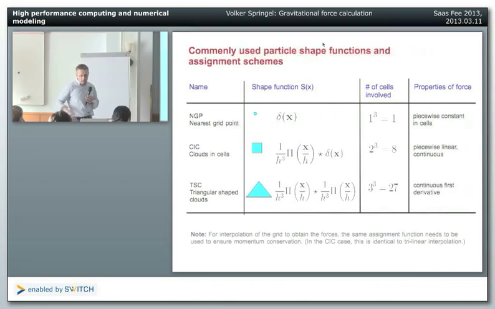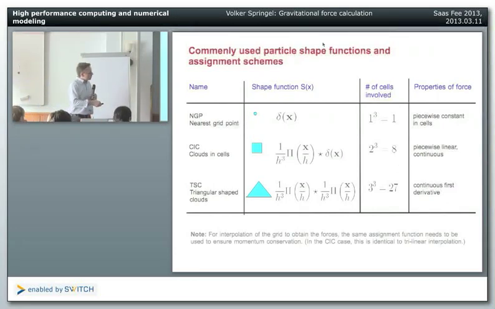And then there are higher order kernels like the triangular shaped clouds, where you essentially give a shape function that is like a little pyramid, and that will generally have a support with a base length of, I think, 1.5 cells, or is it 2? Forgot. In any case, it will overlap in general with 27 cells in 3D.